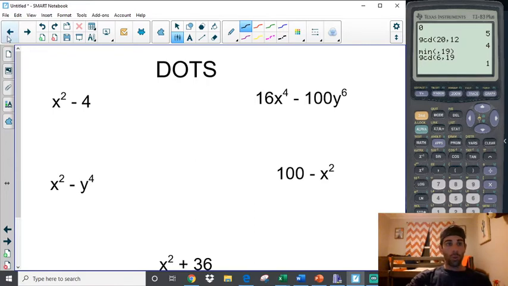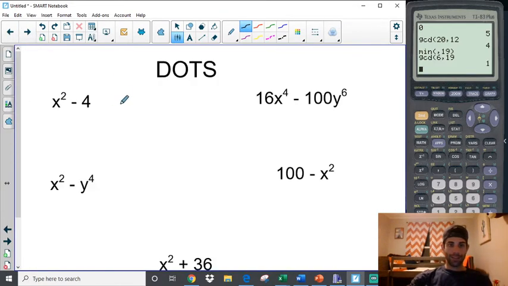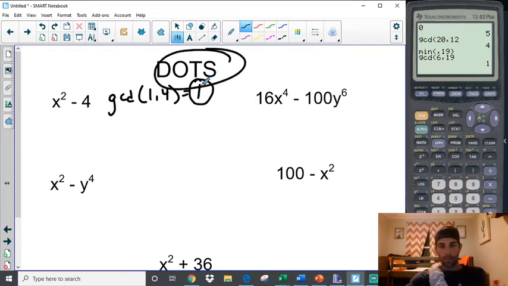You start with step 1, question 1. Find the number in common. Find the variable in common. Divide. So again, it's just going to tell you to factor. So if I started here with GCD of 1 and 4, it's going to say 1. Now, do they both have a letter in common? No. So when it says GCD 1 by himself, that's how you know you're going to move to this dots question.